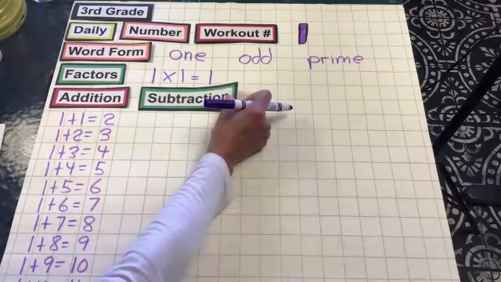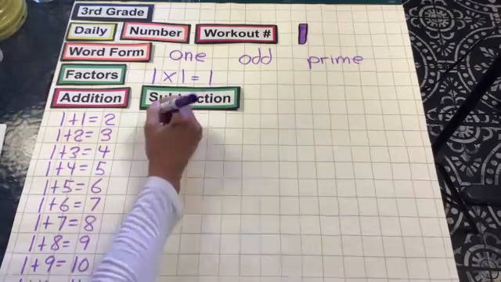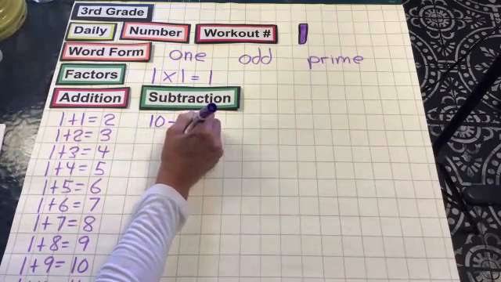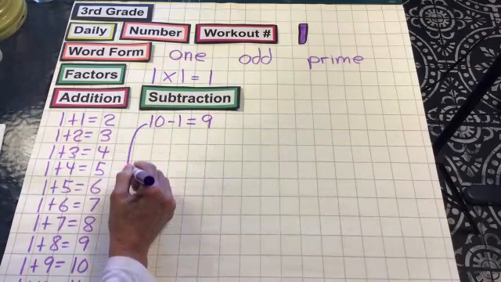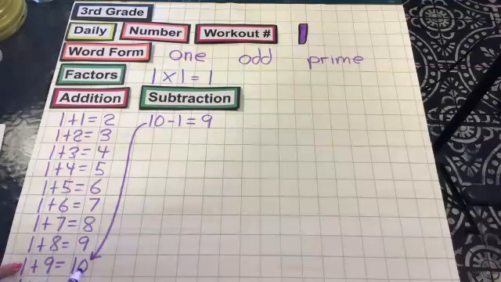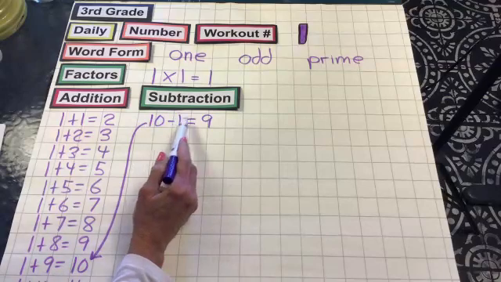Let's go on to subtraction. And today we're subtracting starting with 10. And we're going to subtract 1 from 10, which equals 9. And if we were to go down and find the addition problem that is in the same family of numbers, we can see that when we take 1 away from the 10, we should have the 9. It's the same. They're all in different order, but 10 minus 1 equals 9, or 10 minus 9 would equal 1.